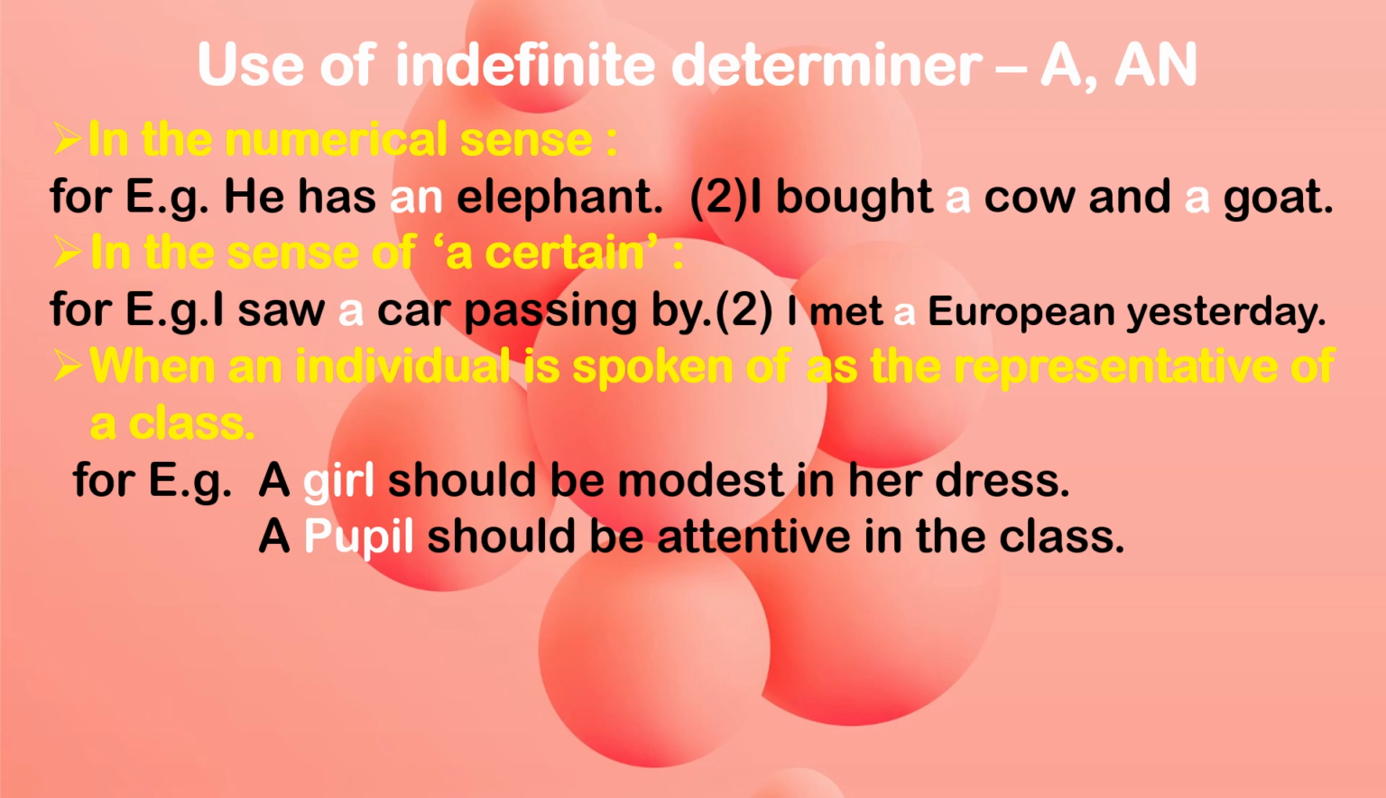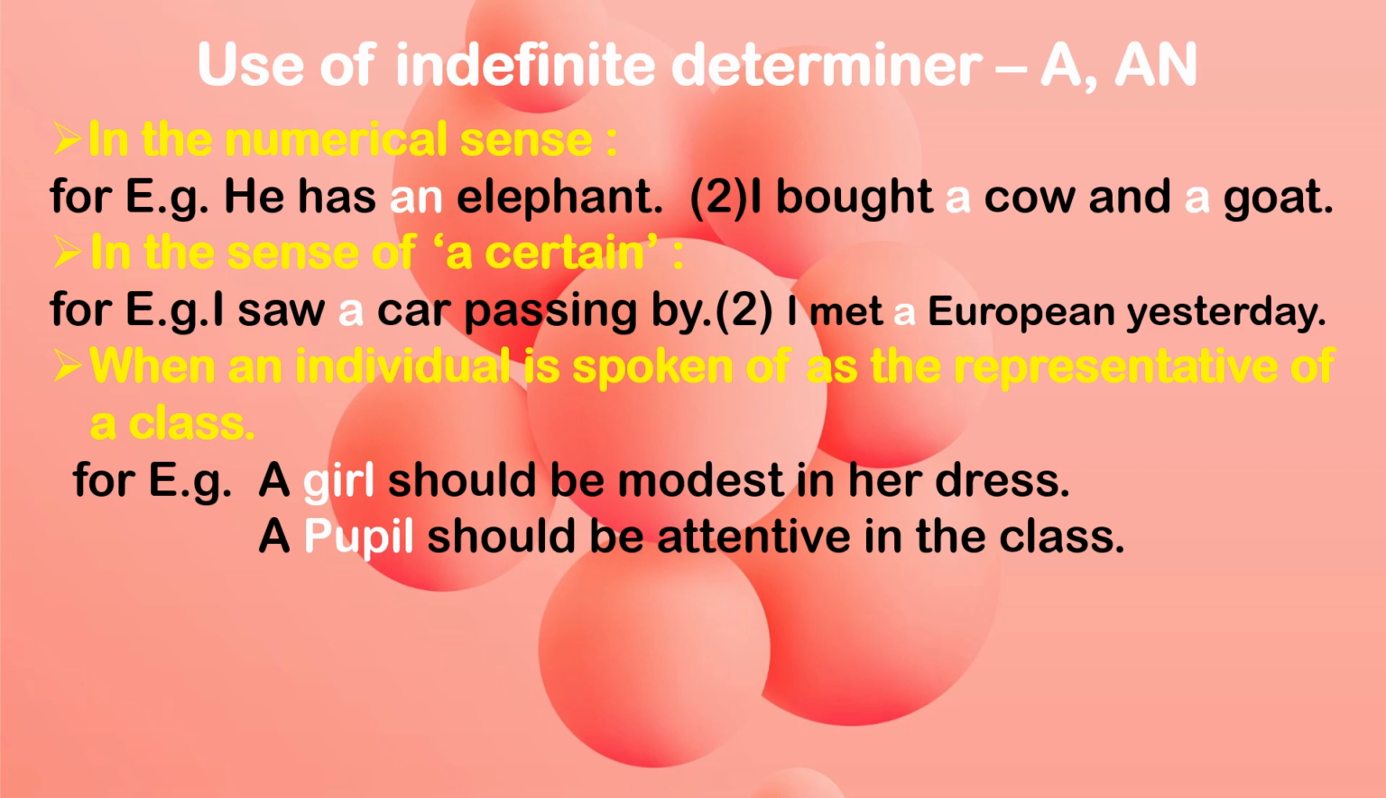Third, when an individual is spoken of as the representative of a class. When we say an individual, we mean a person, but as a representative of a class. We may be telling about one person, but it is not meant for one person, it is meant for the class. How will you come to know? See this example: a girl should be modest in her dress. So whenever a girl is wearing a dress, it should be according to her modesty. Children, we are not talking about one girl, we are talking about all the girls who come in that class.